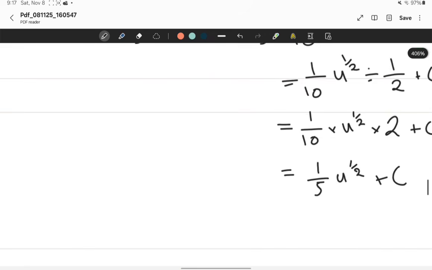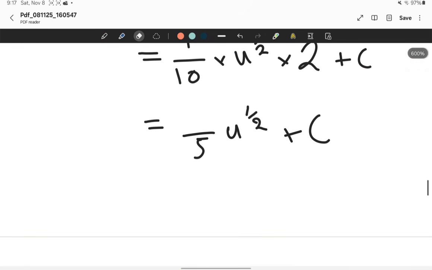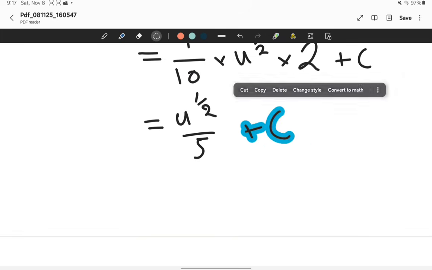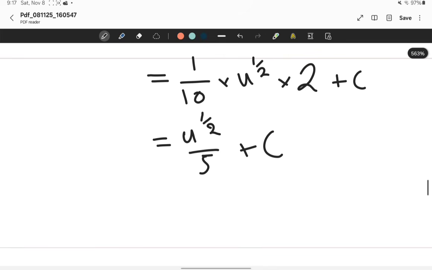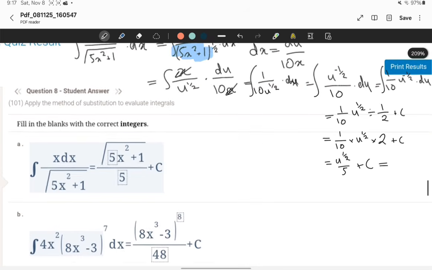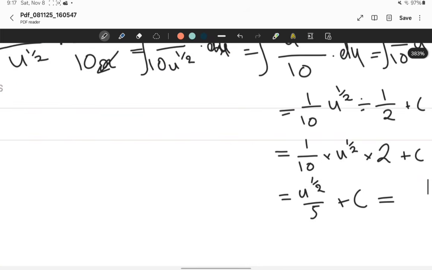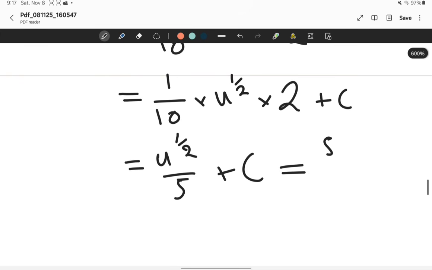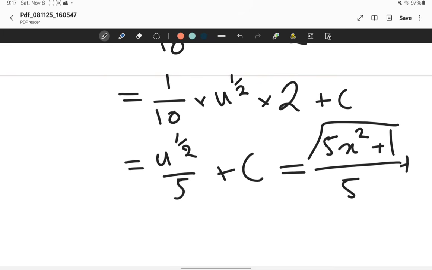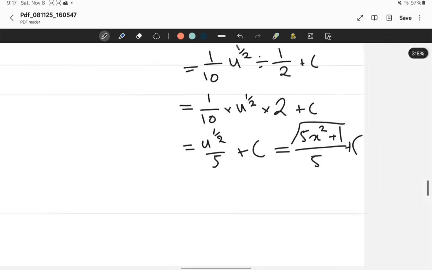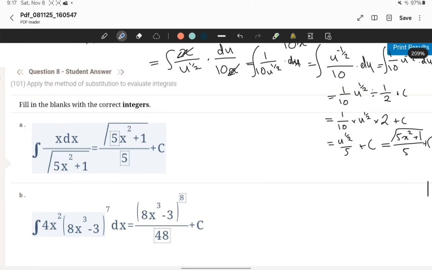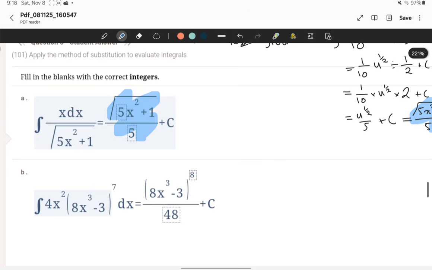Okay, and this here is the same thing. So I'll just move the u up here, and plus c put it here. Okay, we'll substitute our u with what we had for it in the beginning, which was 5x squared plus 1. So we have 5x squared plus 1, all of this to the power of half, meaning I'll put it under a radical, over 5 plus c. This is the final answer for this part. That's how you get that.